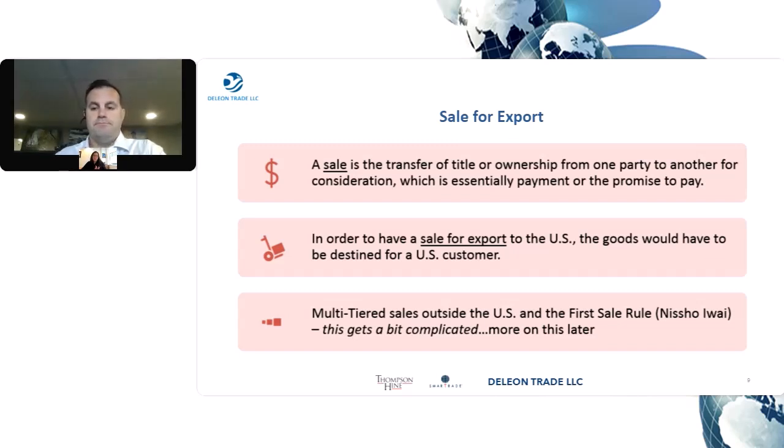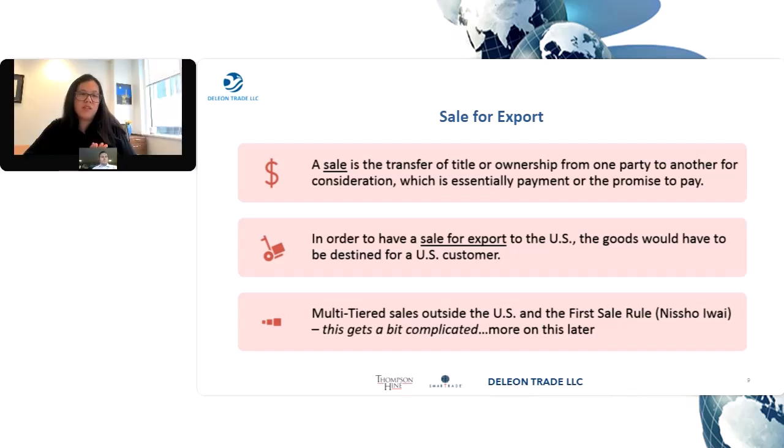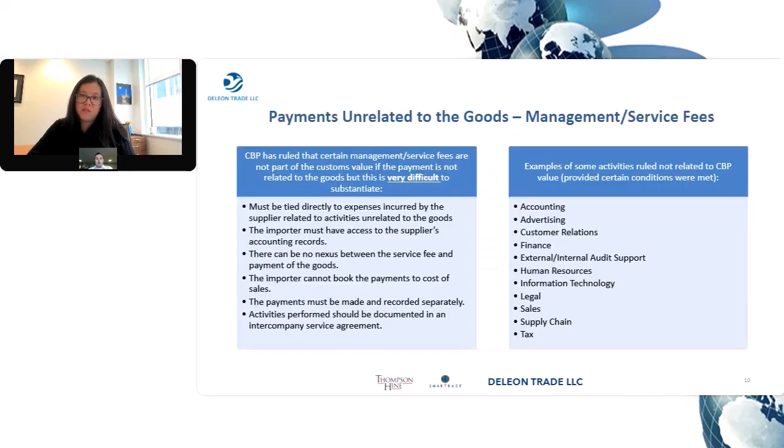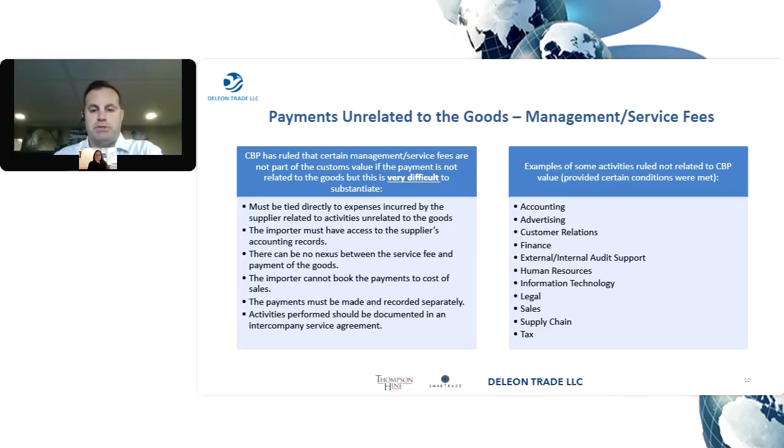John, I know that you mentioned the first sale rule, which we will discuss a little bit later. Do you have any other strategies that importers can take to reduce their import value? There are some that you can take. One of them being there's certain statutory exclusions, which I'm going to cover in a second.